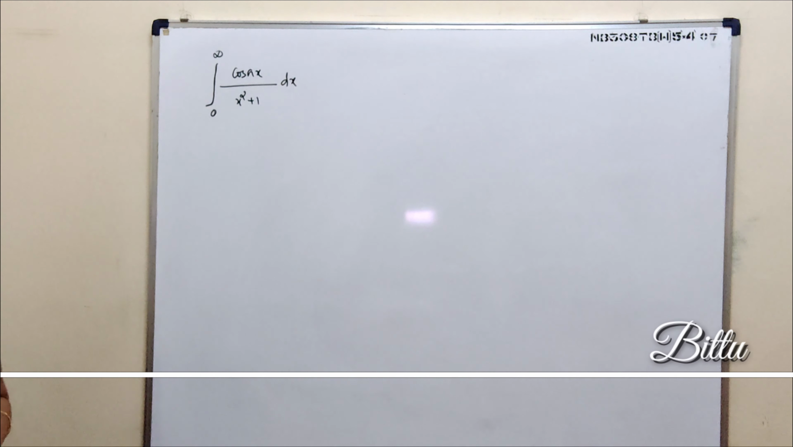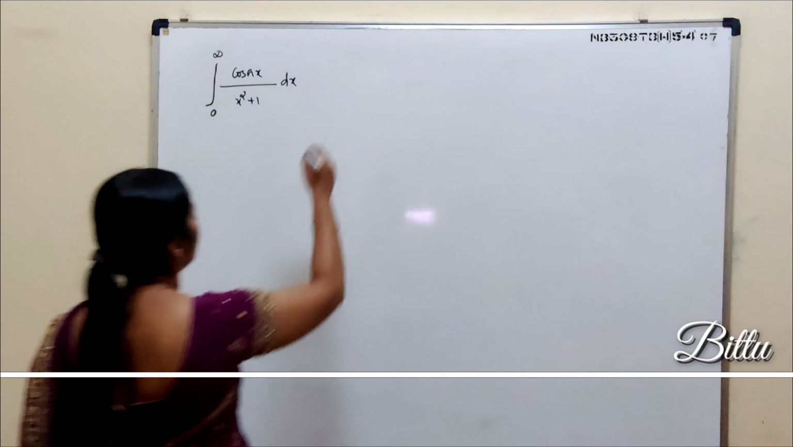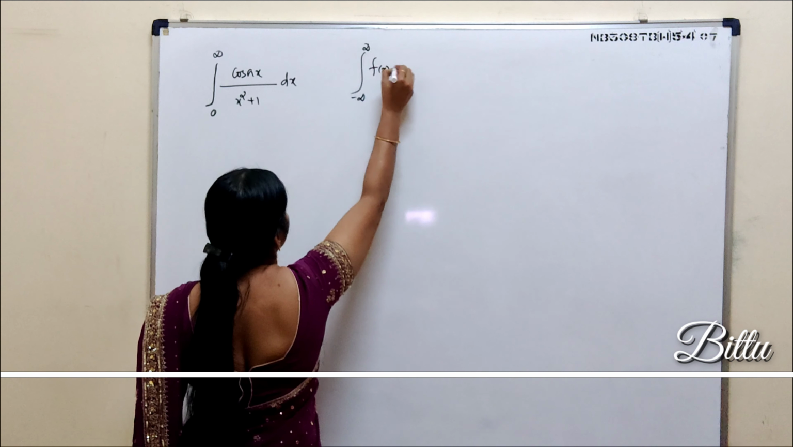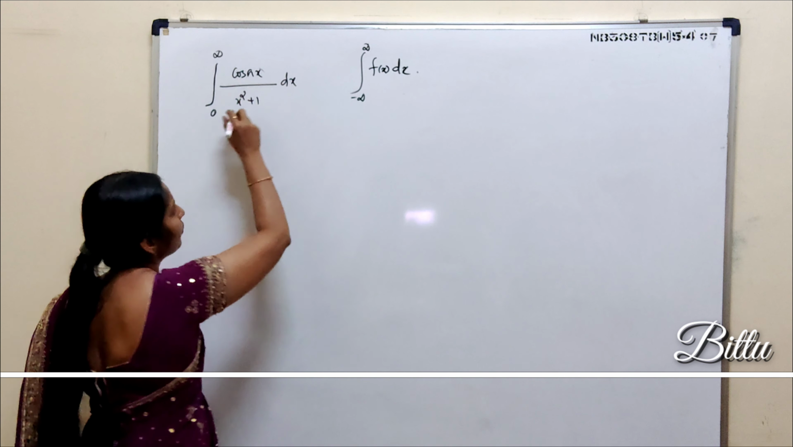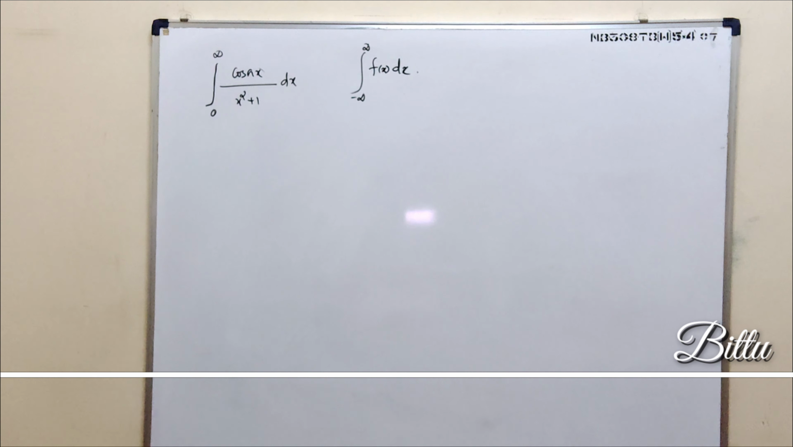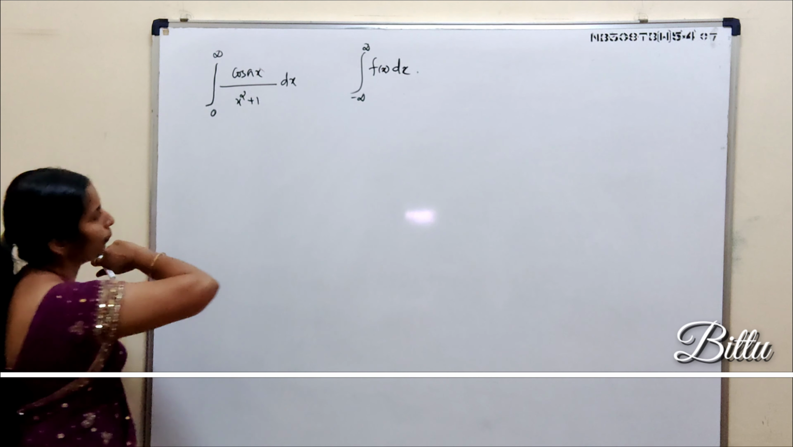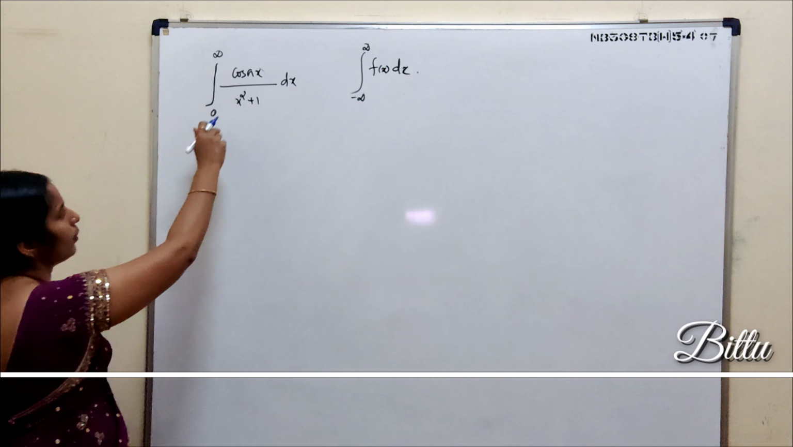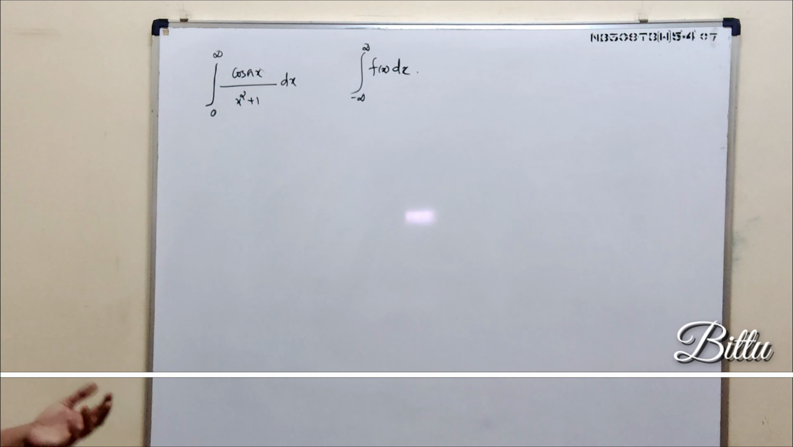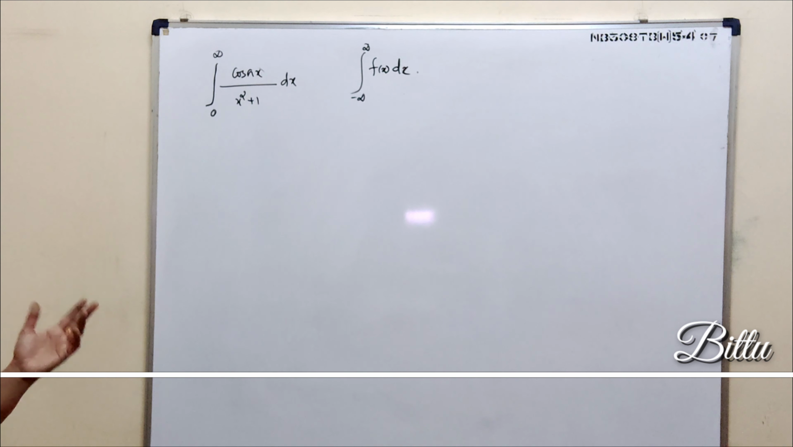Consider another type of question: integral 0 to infinity cos x by x square plus 1 dx. This time we are evaluating the integral from minus infinity to infinity of f(x) dx. It is a function of x. In all the previous questions, we considered polynomials. Here you can see a trigonometric function. Usually the trigonometric functions sine or cos appear in this integral.